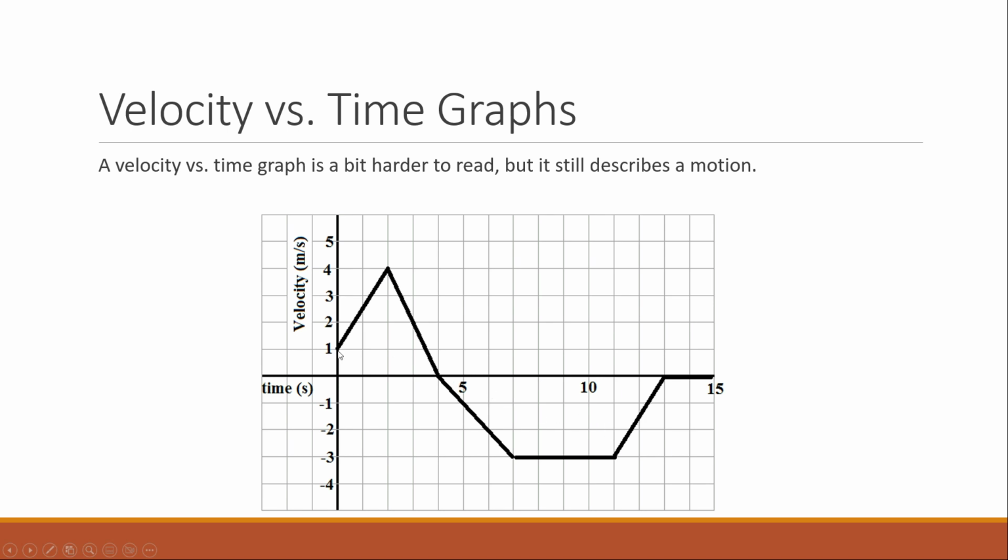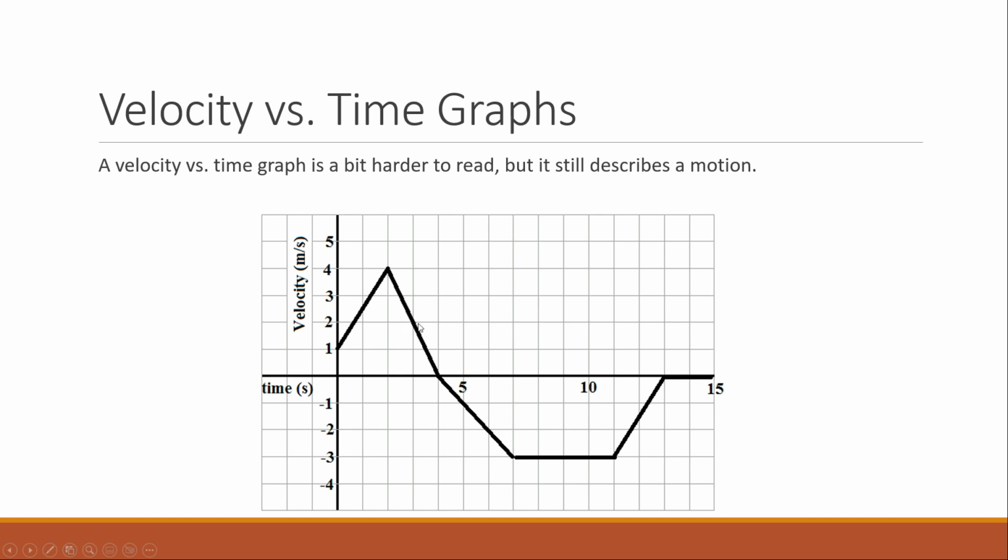For the first motion, I start at a velocity of 1 and go to 4. This object is speeding up, and it's in the positive direction, so it's getting faster going forwards. The next one, it goes from 4 meters per second to 0 meters per second, which is a stop. It's slowing down, but since you notice the velocity is still in the positive direction, it's still moving forward.